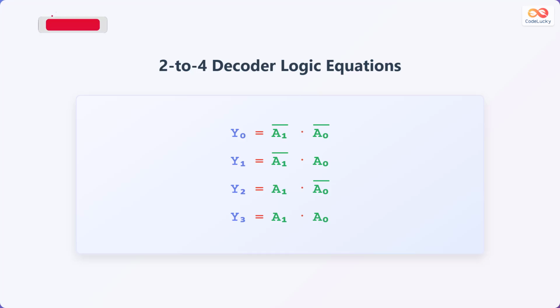Here are the logic equations for a 2 to 4 decoder. Y0 equals A1 bar multiplied by A0 bar. Y1 equals A1 bar multiplied by A0. Y2 equals A1 multiplied by A0 bar. And Y3 equals A1 multiplied by A0.